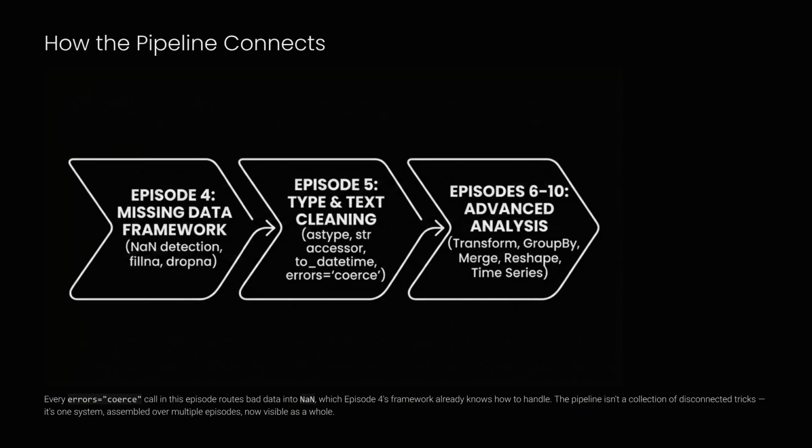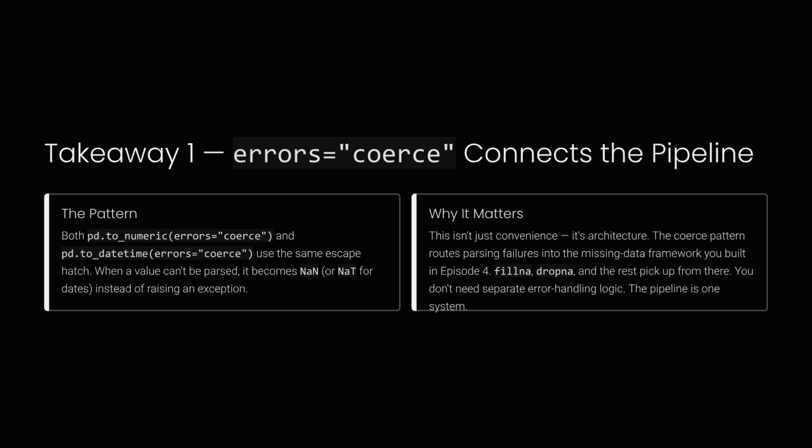Everything we have built functions as a single, cohesive system. Our error handling strategy ensures that even problematic data is gracefully managed through our unified pipeline. To wrap up this module, let's review 3 key ideas that summarize our journey through data cleaning in Pandas. First, the coerce pattern is your primary tool for pipeline integration. It allows you to transform parsing failures into null values, which seamlessly plug into your existing missing data framework.